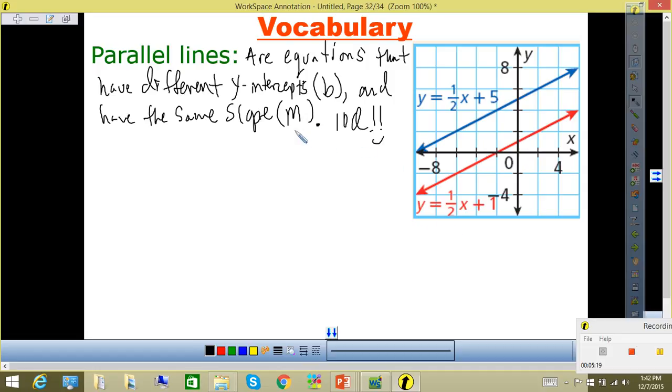So, let's see. Look at the two equations. Look at the lines. Do they have the same slope? Yes. Do they have different y-intercepts? Yes. So those lines are parallel. So with that said, who can give me another line that is parallel, or another equation that is parallel to these two? Talk it over with your neighbor. Give them yours to see if that makes sense. Give them an equation that's parallel to those two. Go.